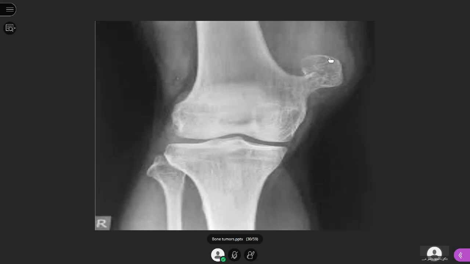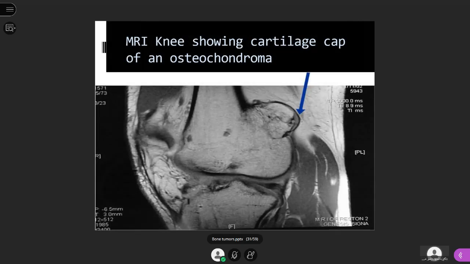Why is it important? The cartilage cap is important because if its thickness exceeds 1 centimeter, it can be pre-malignant. It can lead to malignancy. What is the malignancy? Chondrosarcoma. Okay, so this cartilage cap is important, and you need to perform an MRI to see the thickness of the cartilage cap.